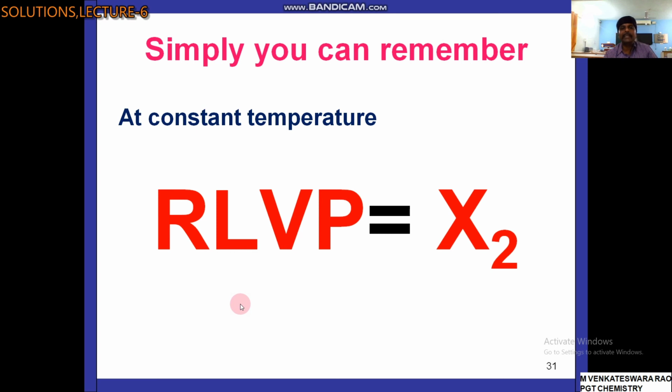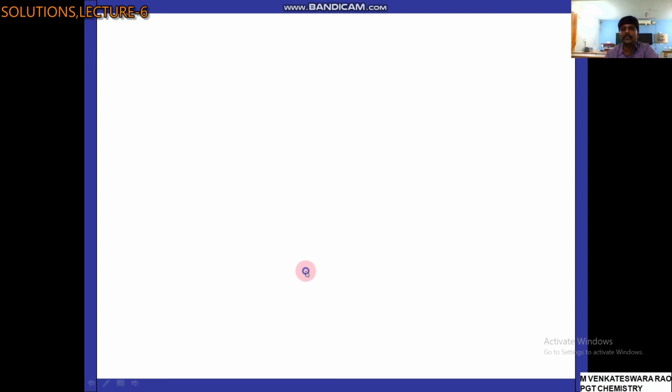In the exam they will ask you to state and explain Raoult's law for volatile liquids. That means you have to write the graph and 3 conclusions. First one, state and explain Raoult's law of non-volatile solute. So this is the statement: at constant temperature, the relative lowering of vapor pressure of a solution is equal to the mole fraction of solute.